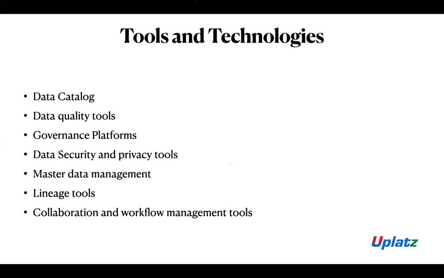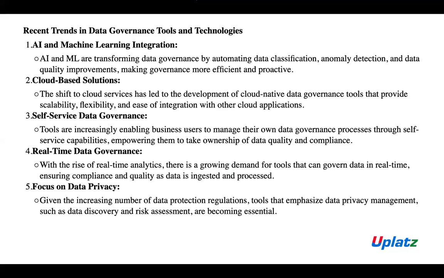So we have seen the key concepts in data governance tools and technologies. Now we'll see the recent trends in data governance tools and technologies. So first is AI, artificial intelligence and machine learning integration. Artificial intelligence and machine learning are transforming data governance by automating data classification, anomaly detection, and data quality improvements, making governance more efficient and proactive.